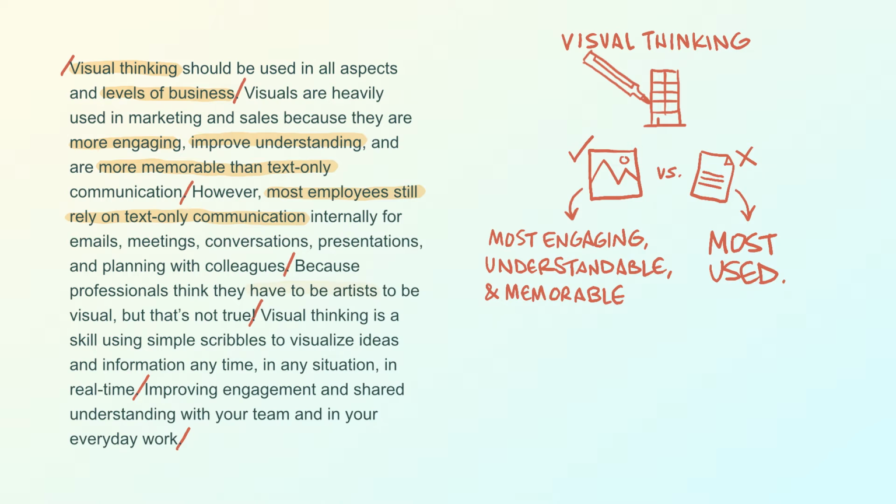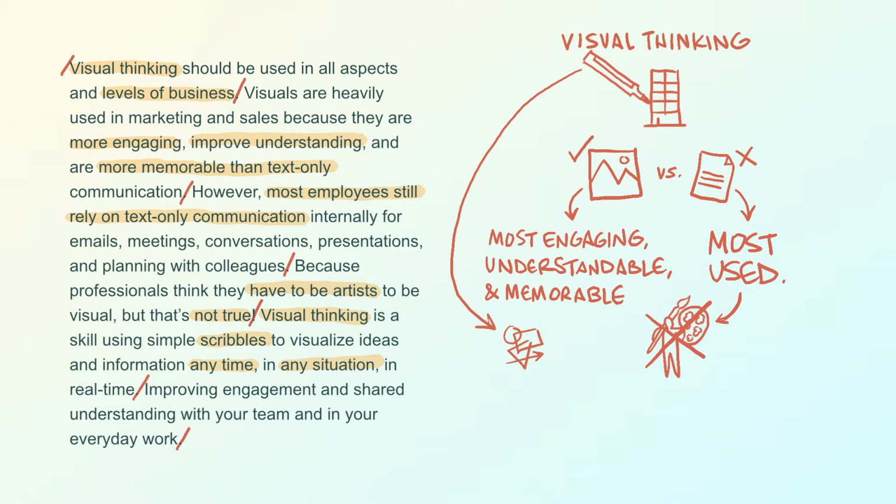Sentence 4, why? They don't have to be artists. Let's draw a line from the most used and draw a simple person holding a painter's palette, and then X over it. Sentence 5, what? Visual thinking and scribbles. Sentence 5, when and where? Anytime, anywhere. Let's draw an arrow from the marker at the top down to the bottom, draw scribbles and a clock icon and a place icon.